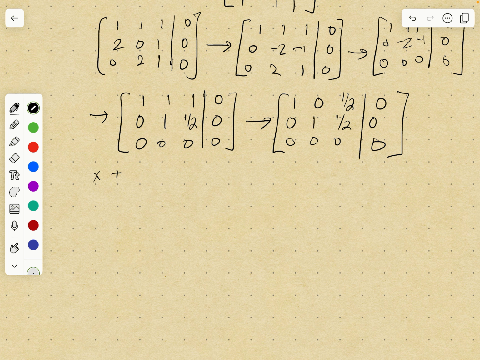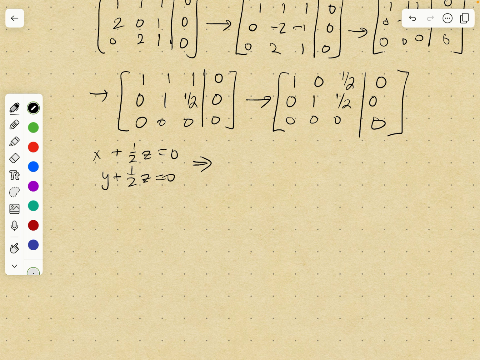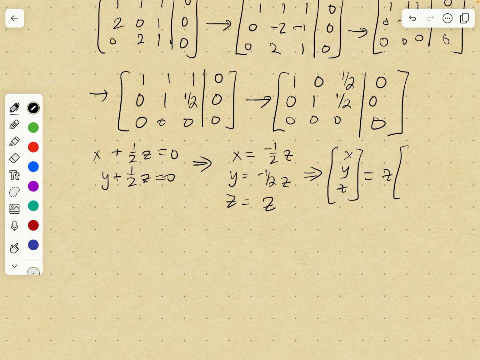So now we write down the equations. x plus 1/2 z is 0. y plus 1/2 z is 0. z is just z. So this is going to give you x is negative 1/2 z, y is negative 1/2 z, z is equal to z. So then x, y, z is just z times negative 1/2, negative 1/2, 1.